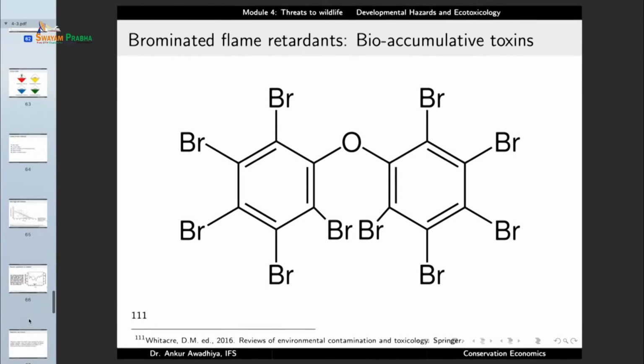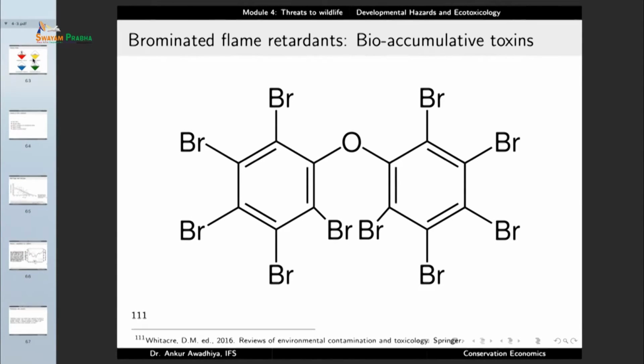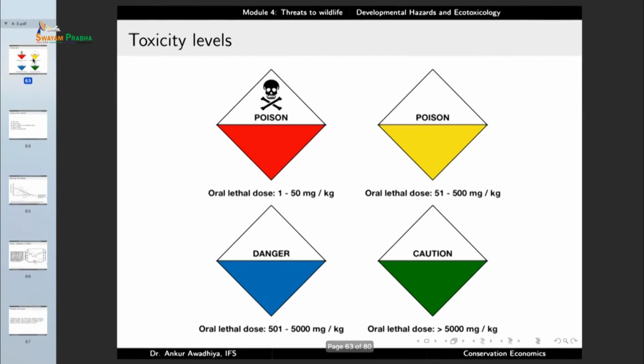Now, talking about toxicity, all of these chemicals will be having different levels of toxicity. So those chemicals that have an oral lethal dose, which means what is the amount of any chemical that is given to an organism in the oral route, which is through food or water, that will result in lethality, that is, will kill the organism. So this is the oral lethal dose. It is generally expressed in terms of milligram per kg body weight of the organism.